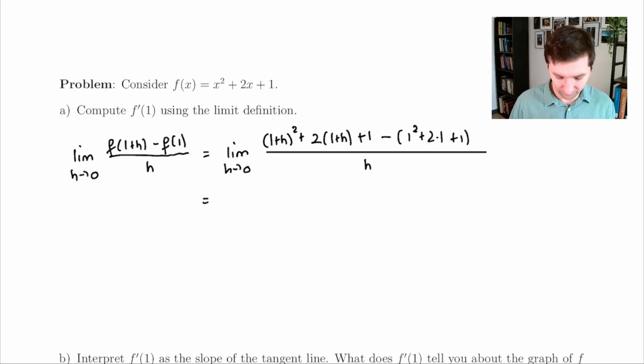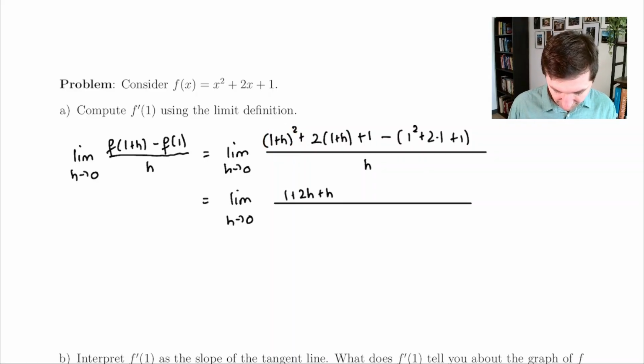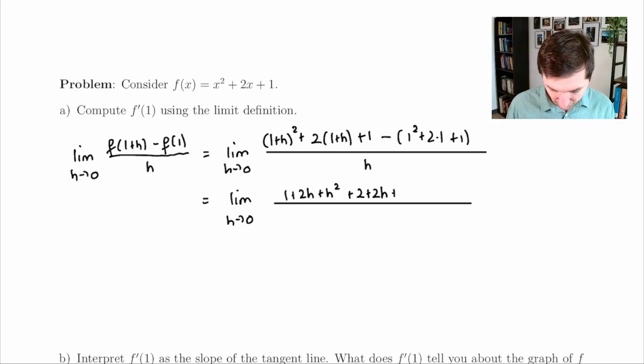To compute this limit, I will simplify the numerator. First, I multiply out the first parentheses. When I square it, I get 1 plus 2h plus h squared. Then I multiply 2 by the 2 terms inside of the second parentheses, and I get plus 2 plus 2h plus 1 outside of the parentheses. Finally, I distribute the minus to every term inside of the third parentheses, and I get minus 1 minus 2 minus 1. Everything divided by h.